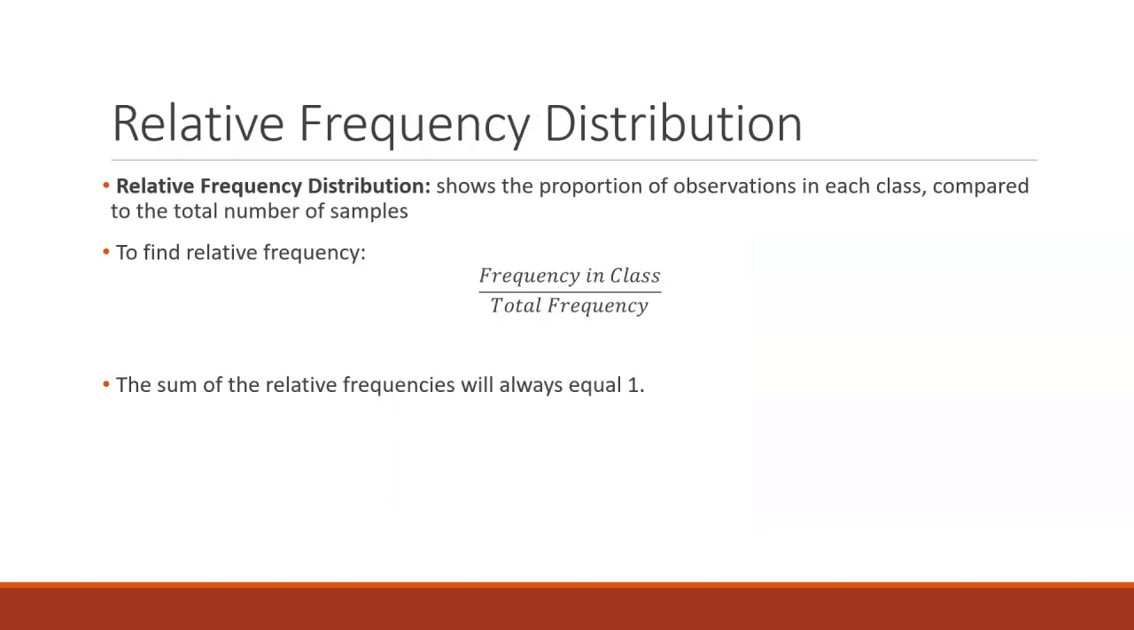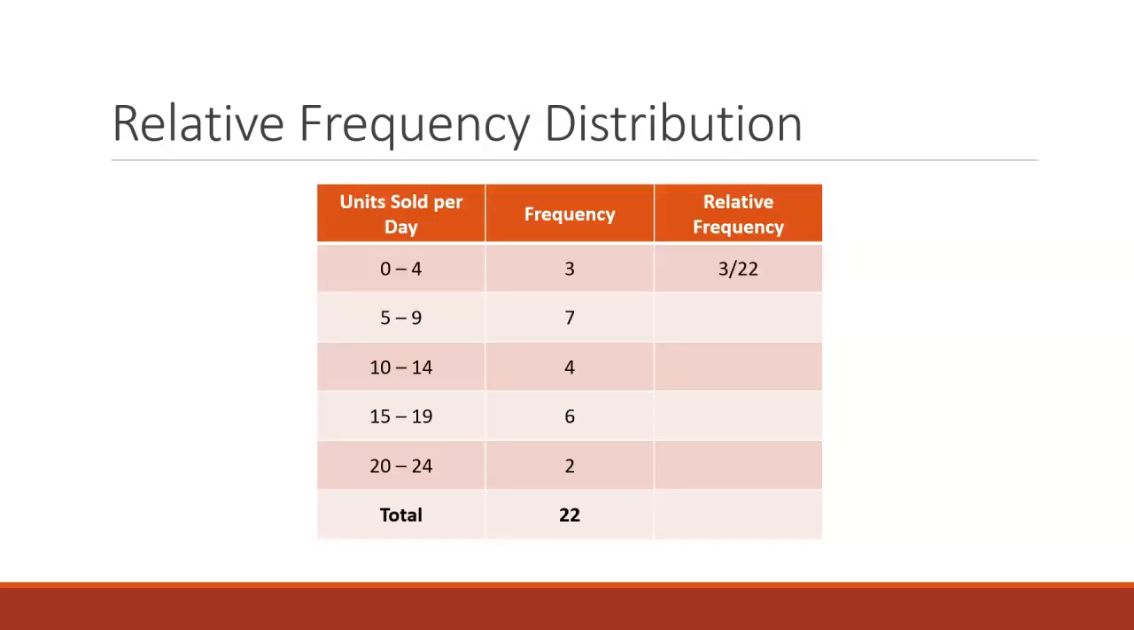Once we have that down, then we can talk about relative frequency. So relative frequency shows the proportion of observations in each class compared to the total number of samples. So we have this equation here to find our relative frequency. It's your frequency in that class divided by the total frequency. And now you'll know that you did it correctly when you add up all of your relative frequencies and they add up to 1.